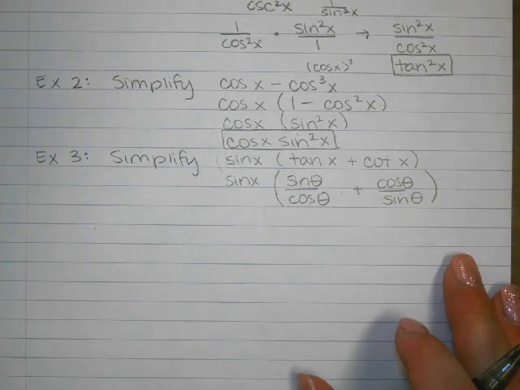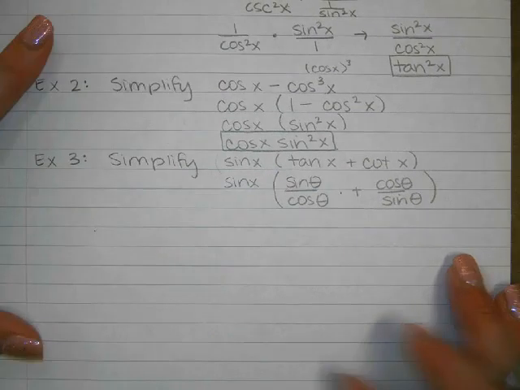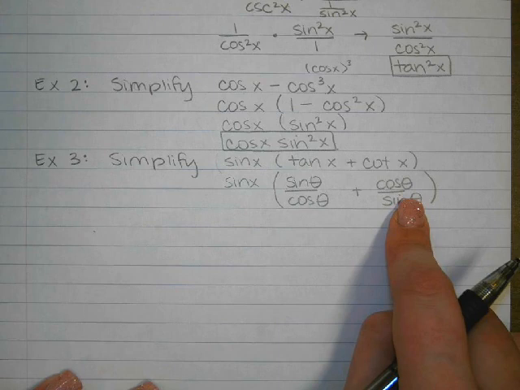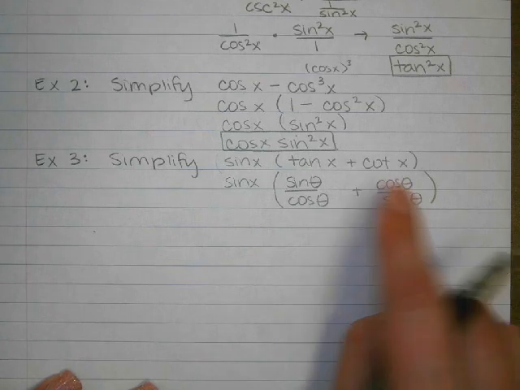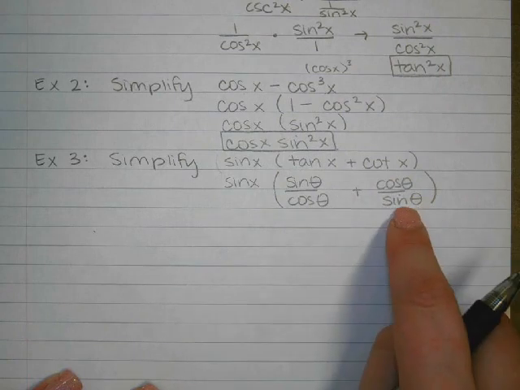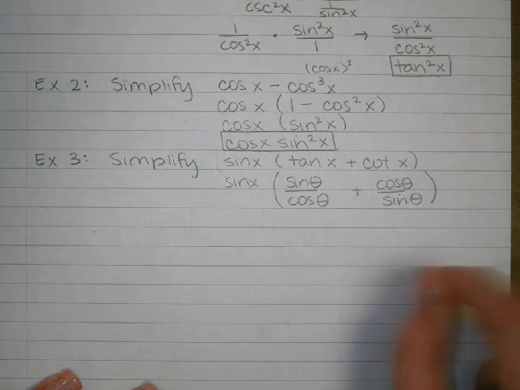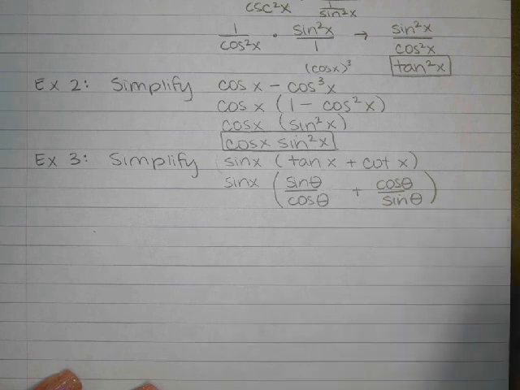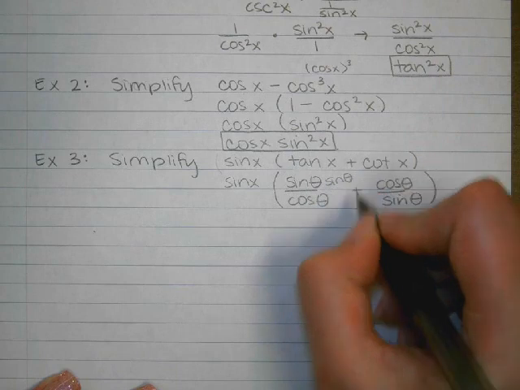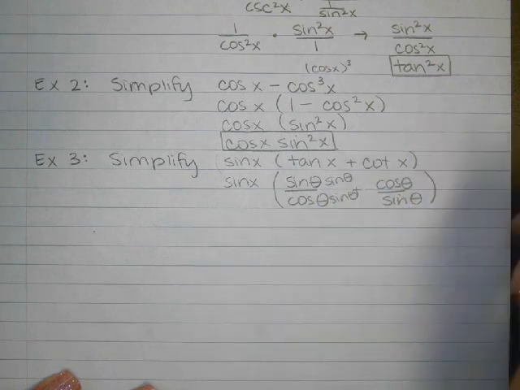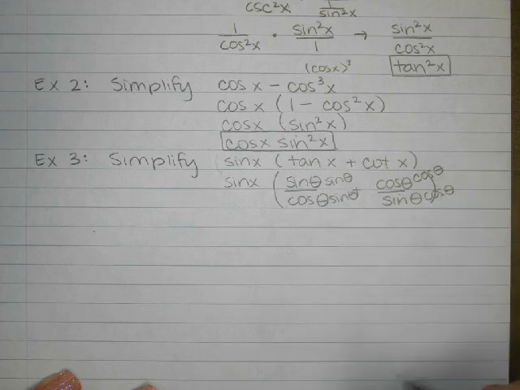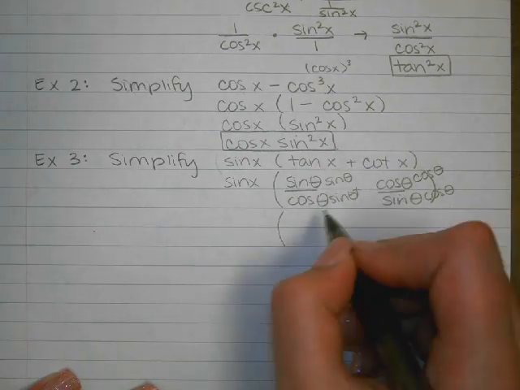And now what I need to do is some legal math moves. So I have one fraction plus another fraction. It will be beneficial for me to get a common denominator. So this denominator is cos, this denominator is sine. Once I have a common denominator, I can add those fractions together. So I'm going to take this one and multiply it by sine on the top and the bottom. I'm going to take this one and multiply it by cos on the top and the bottom. And then I'm going to go ahead and simplify.